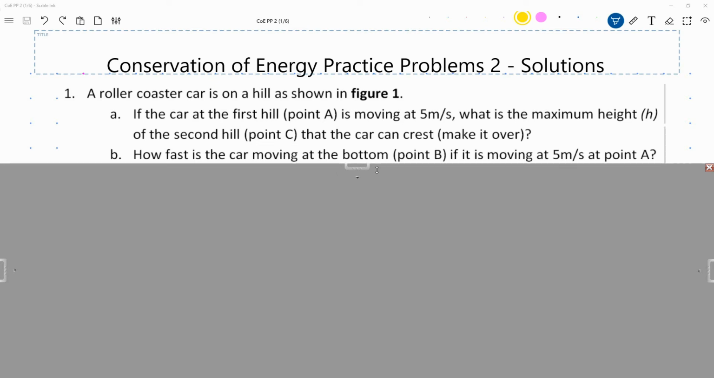I made this one a little bit differently. I've already solved all of the problems on my tablet and I'm just going to scroll through them and talk about them with you. I thought that might be a quicker way to make the recording and a quicker way for you to watch the solutions.